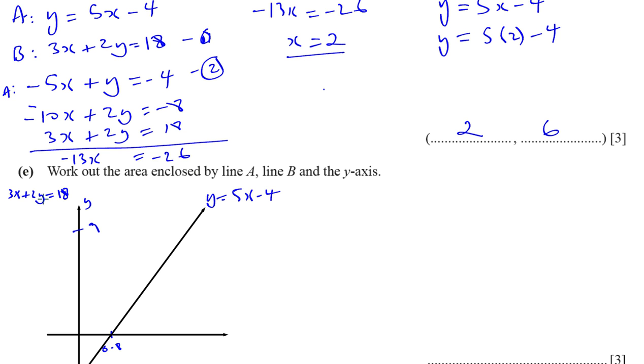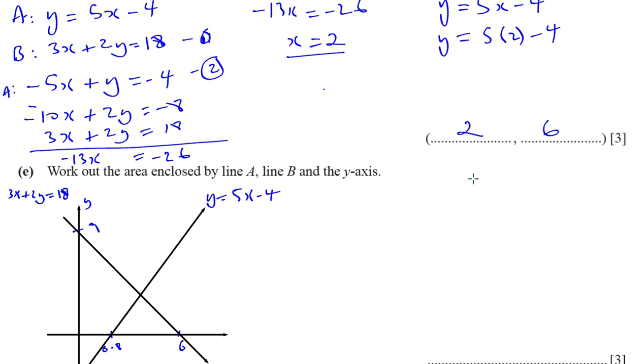And when y is 0, x is going to be 18 divided by 3. When y is 0, you've got 3x equals 18, so x is 6. So it's going to pass through the x-axis at the point 6, 0. So we can now make a little sketch of this line. It's not accurate at all. There we are. So that's the line 3x plus 2y is equal to 18.